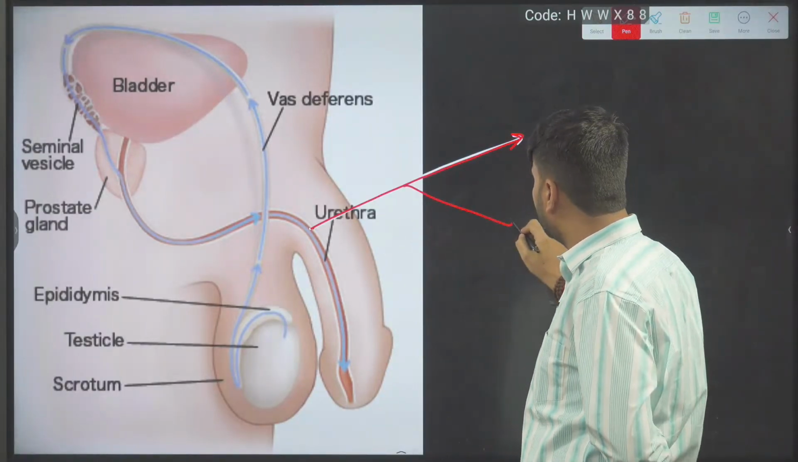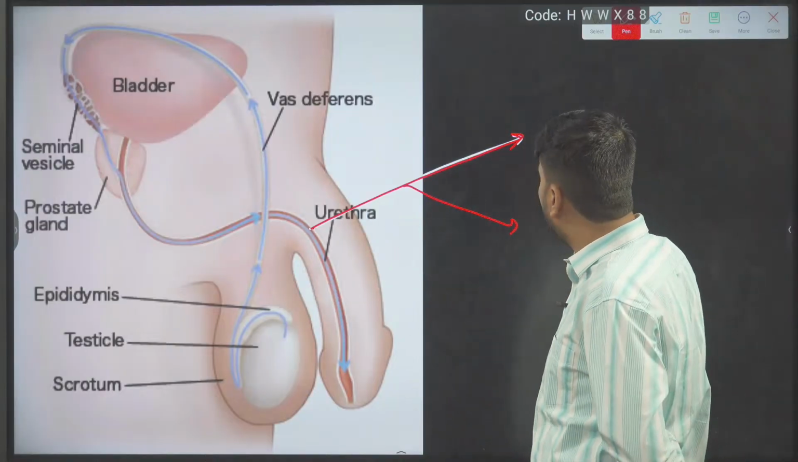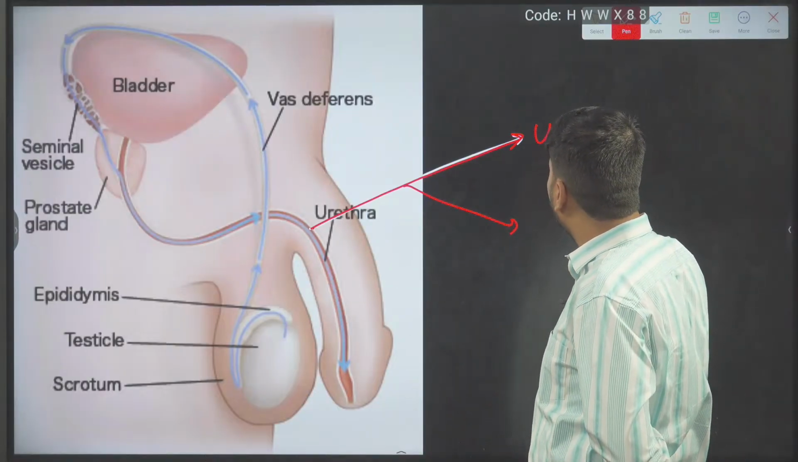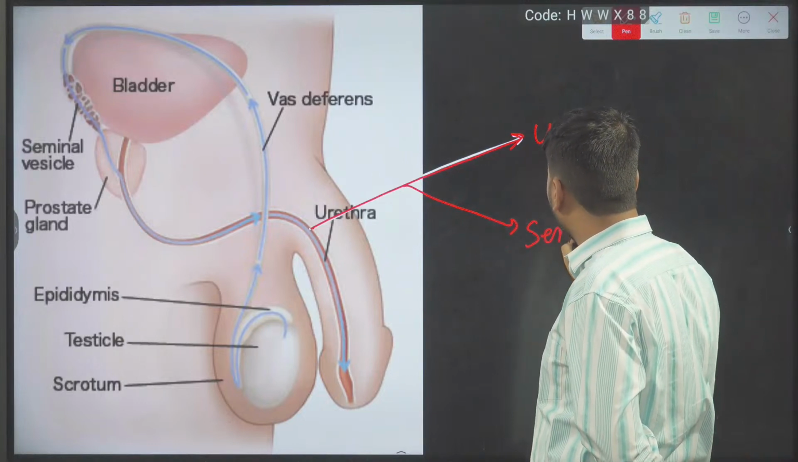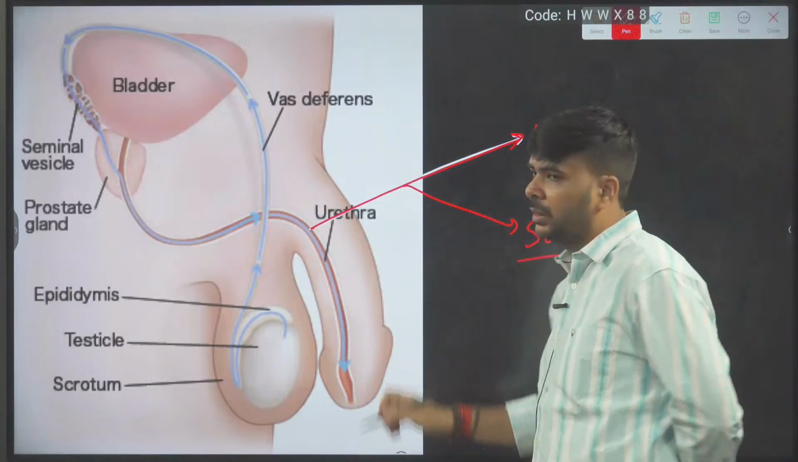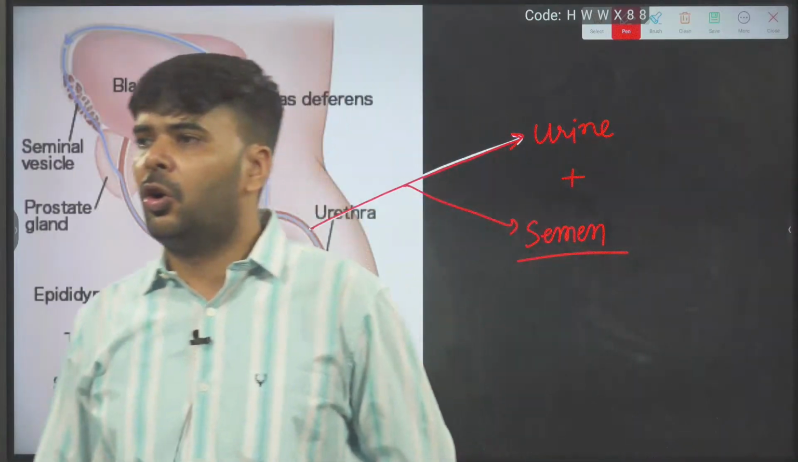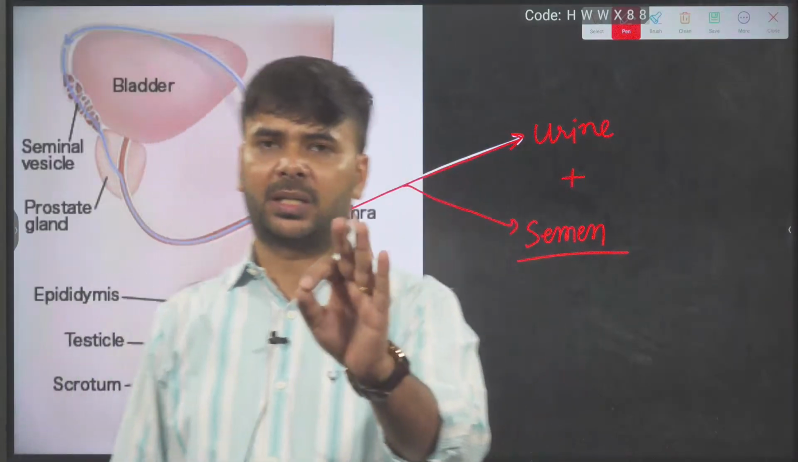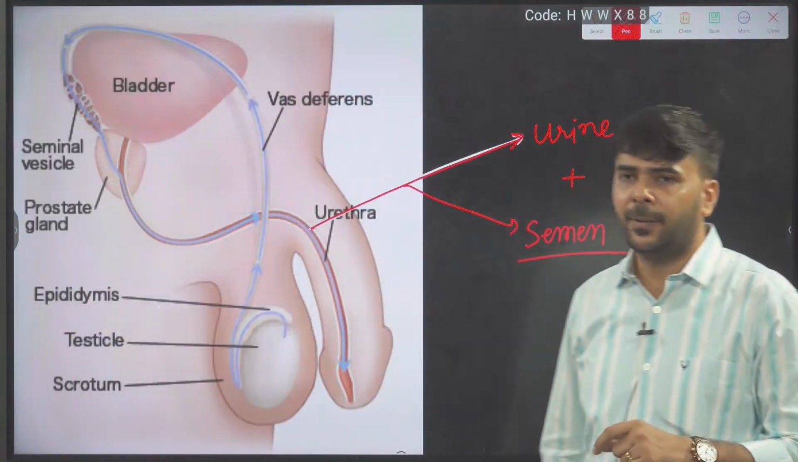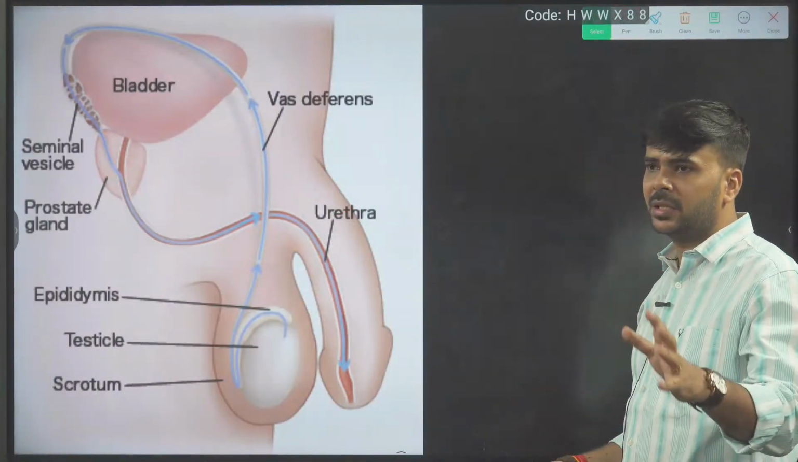Remember, urethra is common for urine as well as semen. Those who don't understand what semen is, I'll explain, wait. So our next point is semen. What is semen? Semen is sperm plus all male reproductive gland secretions. So we are going to discuss semen next.